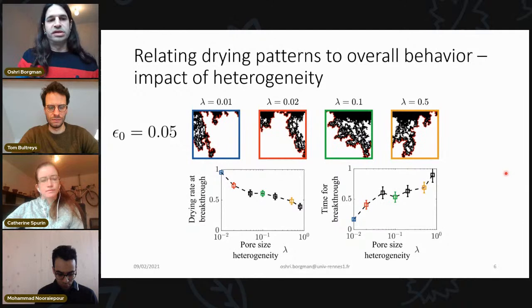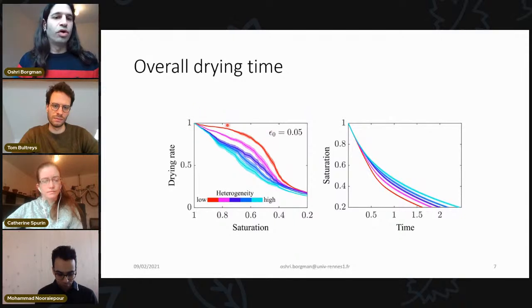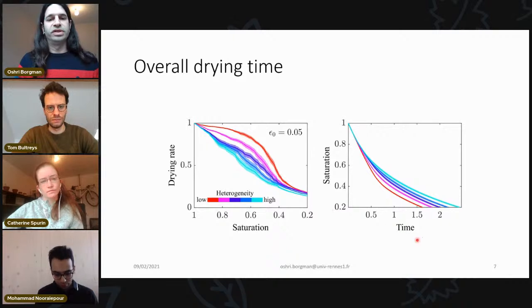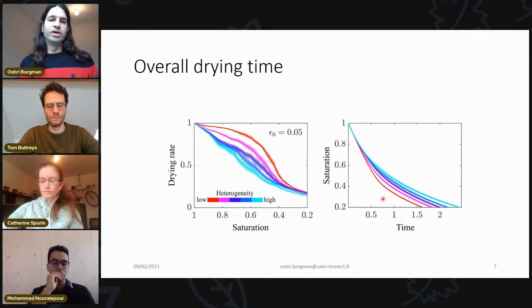And we also looked at this beyond the breakthrough. So looking at the overall process, here I plot the drying time versus the saturation, and the saturation versus the drying time, where I average, again, over 20 simulations with different realizations with fixed parameters. So for low heterogeneity, we indeed see that for the duration of the process, we maintain higher drying rates, and that will lead to a faster drying, or lower time to reach a certain saturation degree, as we see here.